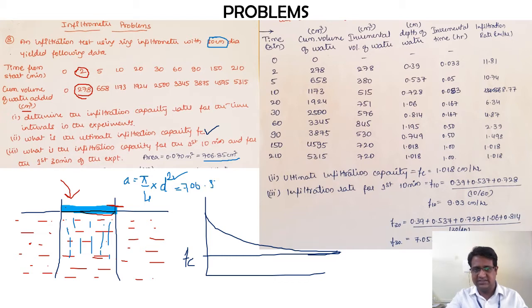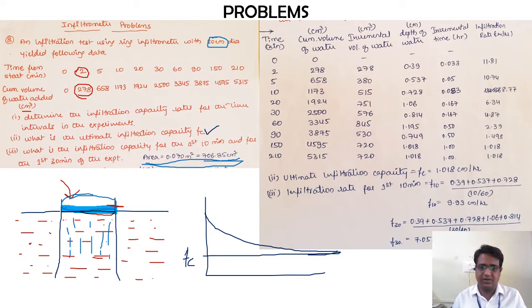706.85 centimeter square is going to be the area of this particular infiltrometer. This is how we usually calculate the area for that infiltrometer, and this is also going to play an important role. This is a simple formula with which you can calculate the area of the infiltrometer.